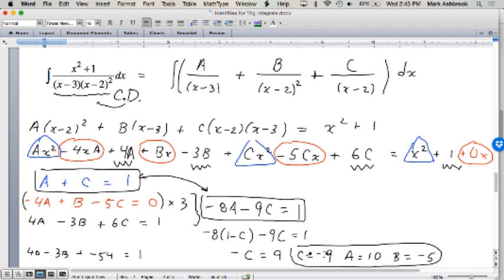So what does it mean? It means that this original rational function is equal to 10 over x minus 3 plus negative 5 over x minus 2 squared plus negative 9 over x minus 2. We got one more example after this. Questions on solving that system of equations? Did I lose anybody? Don't hesitate to ask.